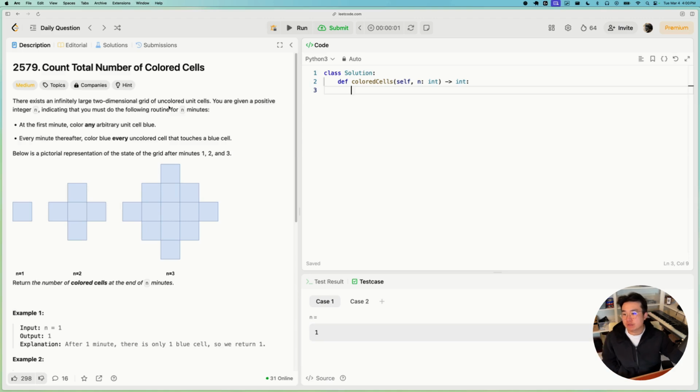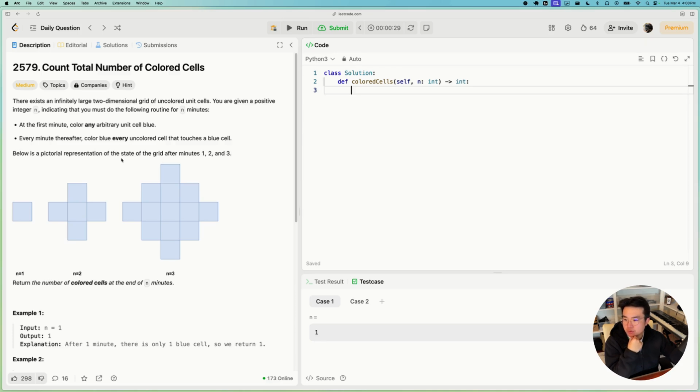Anyways, 2579, count total number of colored cells. There exists an infinitely large two-dimensional grid of uncolored unit cells. You are given a positive integer n, indicating that you must do the following routine for n minutes. At the first minute, color any arbitrary unit cell blue. Every minute thereafter, color blue every uncolored cell that touches a blue cell.